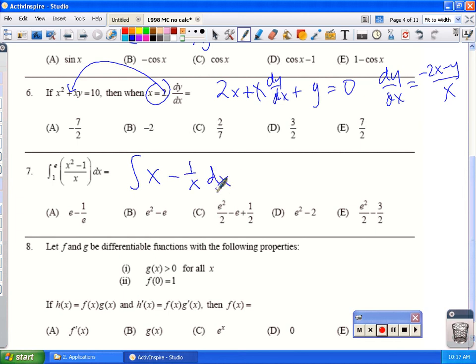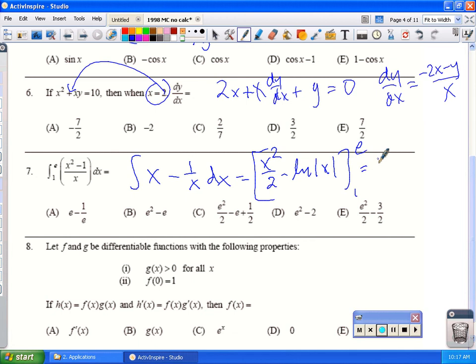Now there's more to this problem that I want you to look at. When you find the antiderivative of this, you will get x squared over 2 minus ln absolute value of x evaluated from 1 to e. Many of you got that far. Do not let yourself down by not knowing the algebra that you need to access this problem.